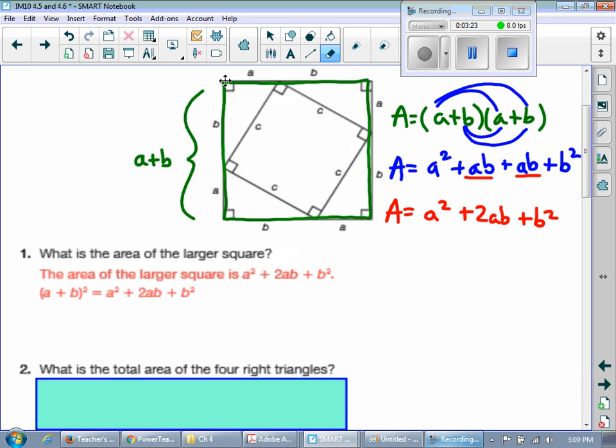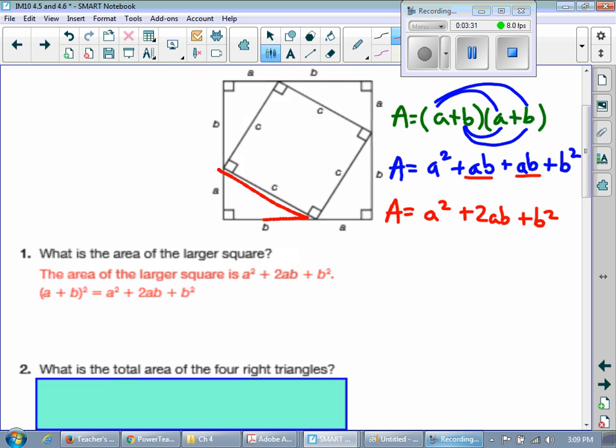Okay, so I'm going to erase this here so that we can see what we're talking about. We have 4 right triangles. So here's one, here's another, here's a third, and here's a fourth. You notice that all 4 of those triangles are congruent.